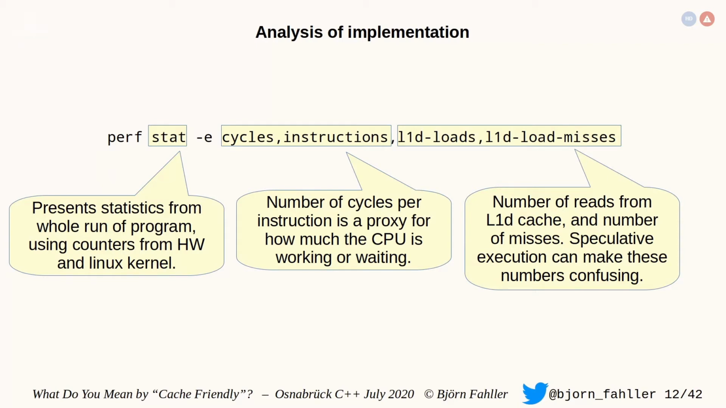And then we can look at level 1 cache loads and misses. Load misses are extra interesting because of speculative execution. I will get to that in a while. But it's fast. It's amazingly fast. This perf stat that just shows whole program statistics has virtually no overhead at all, because it just presents the information that is already there from the hardware and in the Linux kernel.